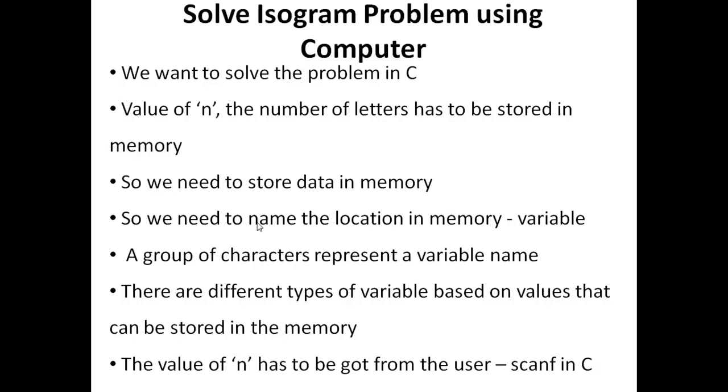So we solve the isogram problem using the computer. We want to solve the problem in C as far as this case is concerned, and the value of n is the number of letters that has to be stored in memory. So we need to store the data in memory. We need to name the location in memory, that's called a variable, and the group of characters represents a variable name. There are different types of variables based on values that can be stored in memory, and the value of n has to be got from the user. That is done by means of scanf.